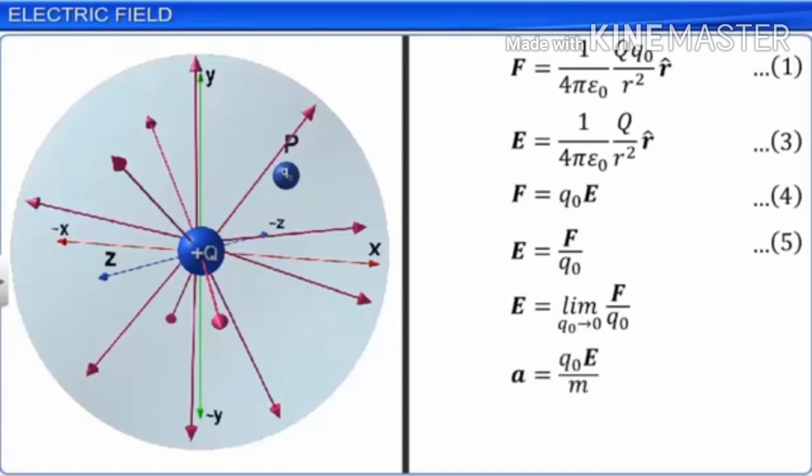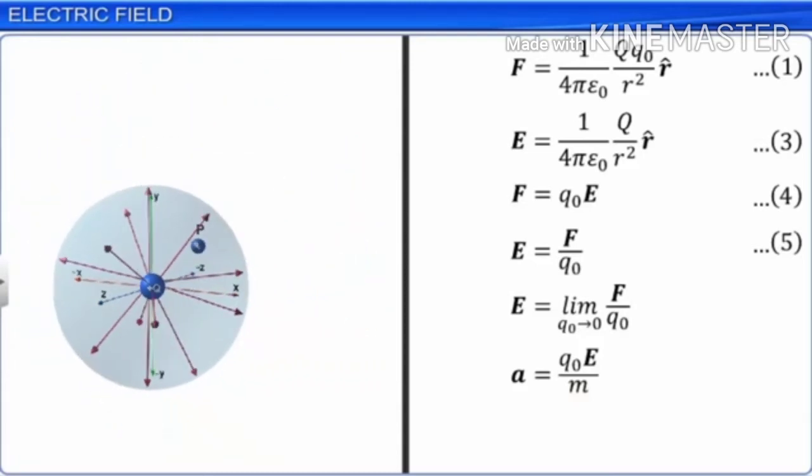In the field of a negatively charged particle, the electric field strength vector at any point in the field always points towards the charged particle in a radially inward direction. Here, the point charge q0 in this electric field will be accelerated in the direction opposite to the electric field.